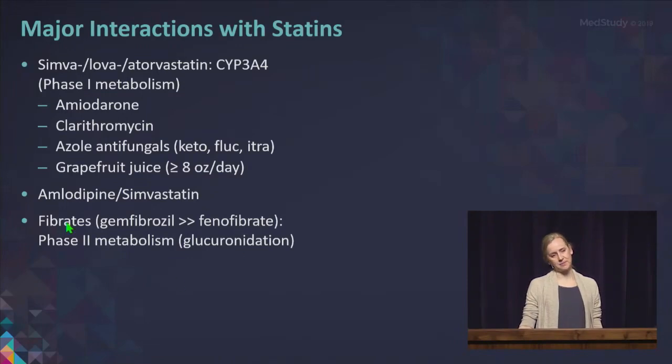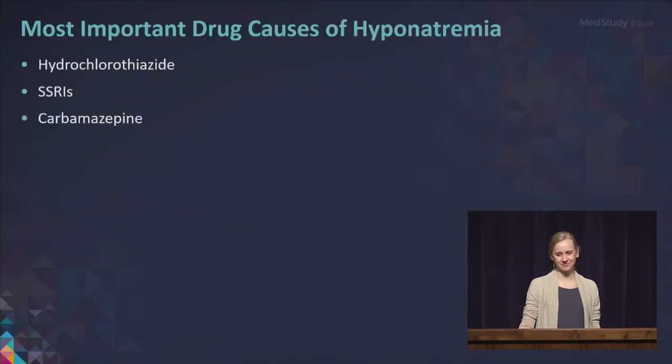And then, just because you might be sick of the CYP enzymes, we have phase 2 metabolism with glucuronidation, and this is where the fibrates can really make a difference and can cause worsening levels of the statins, which I think we probably all have seen in practice also.